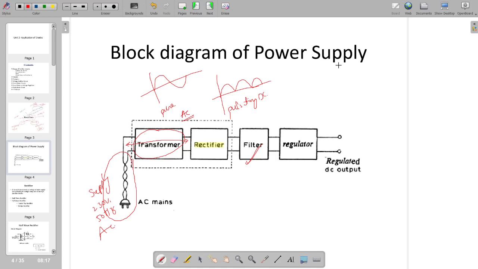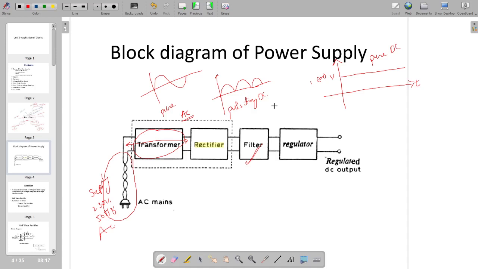What is the desirable output? Actually, we require a pure DC, where the output does not change. The voltage or current levels do not change with respect to time. That is a pure DC. But after rectification we get a pulsating DC, so in order to eliminate the unwanted components, we use filters. After eliminating the harmonics and ripple content, ripple means the presence of AC in the DC.